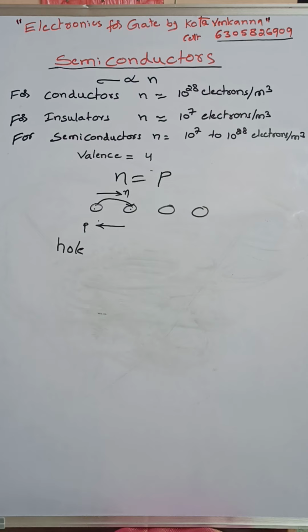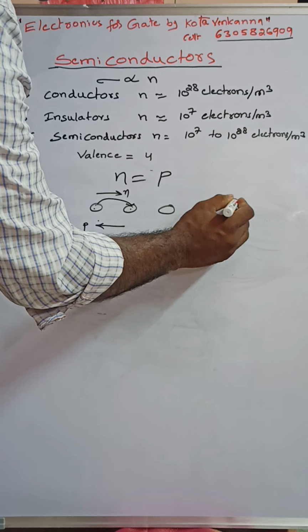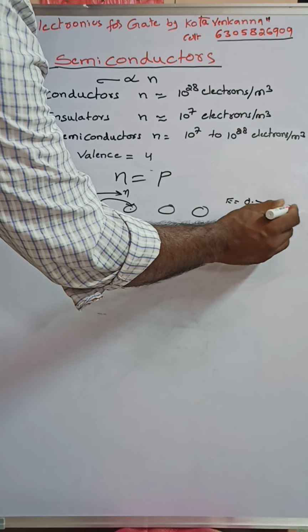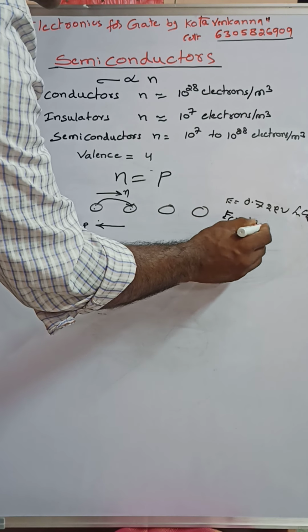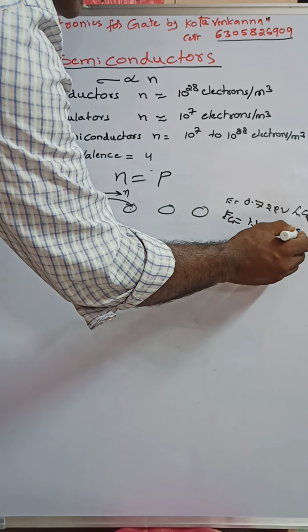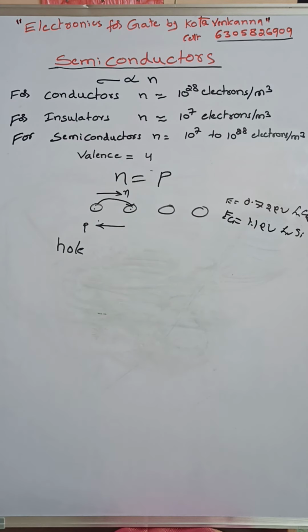And at room temperature, Eg value is equal to 0.72 electron volts for germanium, and Eg is equal to 1.1 electron volts for silicon at room temperature. A semiconductor consists of electron and hole pairs. If we increase the temperature, new electron hole pairs are generated.